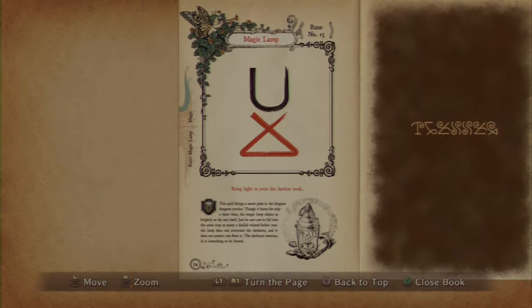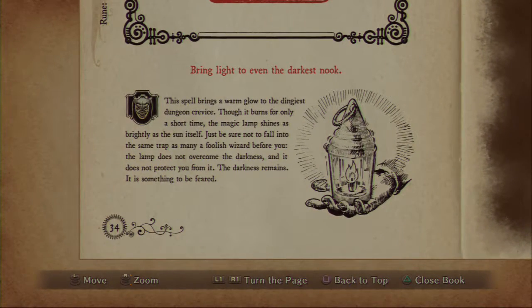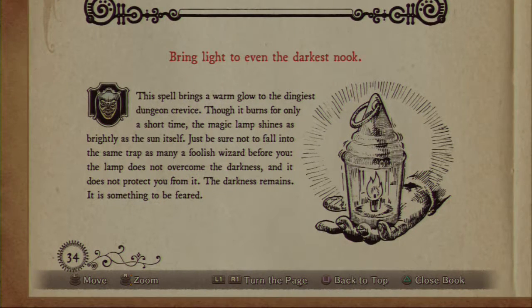Alright, and our next is Magic Lamp. Bring light even to the darkest nook. This spell brings a warm glow to the dingiest dungeon crevice, though it burns only for a short time. The magic lamp shines as brightly as the sun itself. Just be sure not to fall into the same trap that many foolish wizards before you. The lamp does not overcome the darkness, and it does not protect you from it. The darkness remains. It is something to be feared.